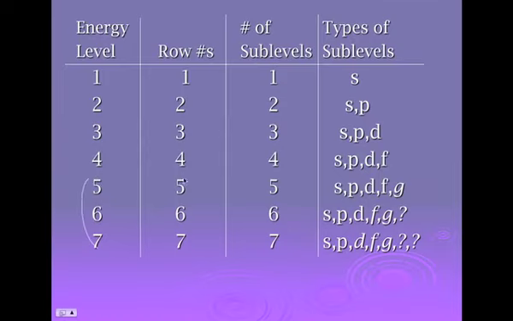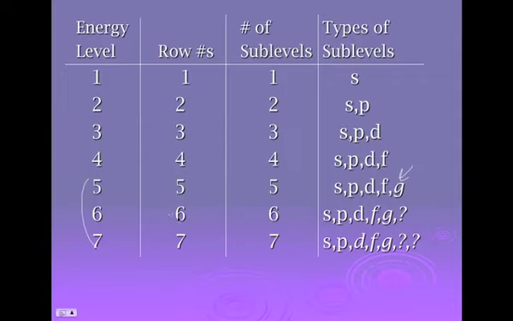Yes, energy level 5 corresponds to row 5, and there should be 5 sublevels, except that one doesn't exist yet. S, P, D, and F, 5S, 5P, 5D, and 5F, they all exist. But 5G doesn't exist yet. It might if we ever get an 8th row on the periodic table.